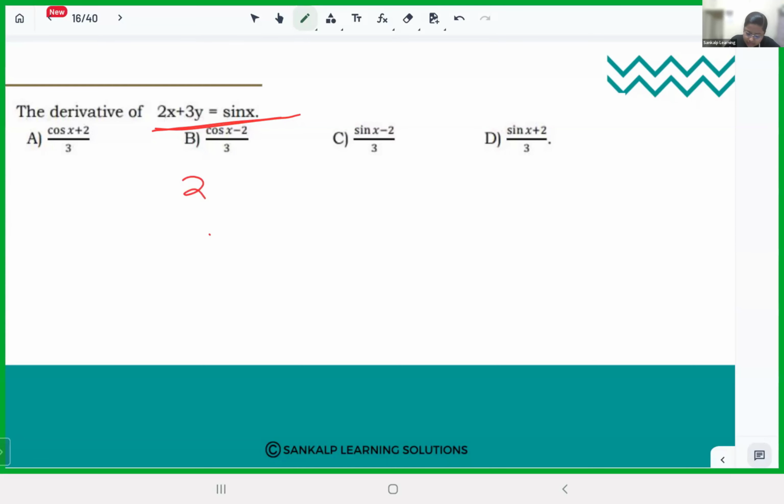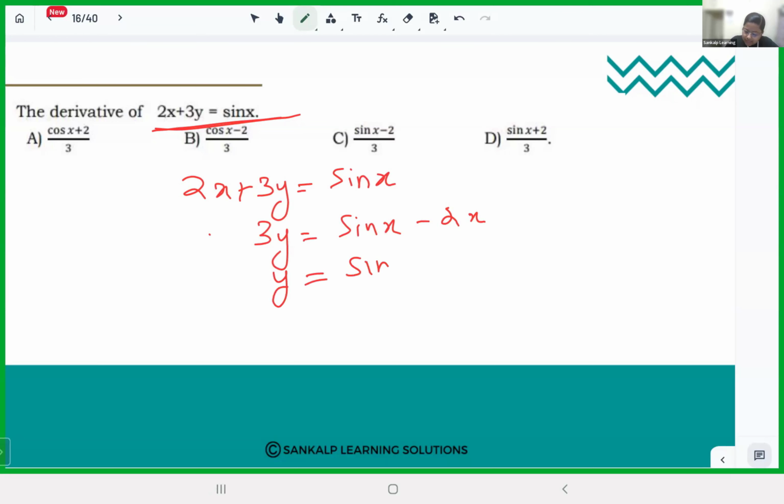First we can write this as 2x plus 3y equal to sin x. You can do this one like this also: 3y equal to sin x minus 2x. What is y? y equal to (sin x minus 2x) by 3. So this is y, right? So what is dy by dx? Now you find the derivative of y with respect to x.